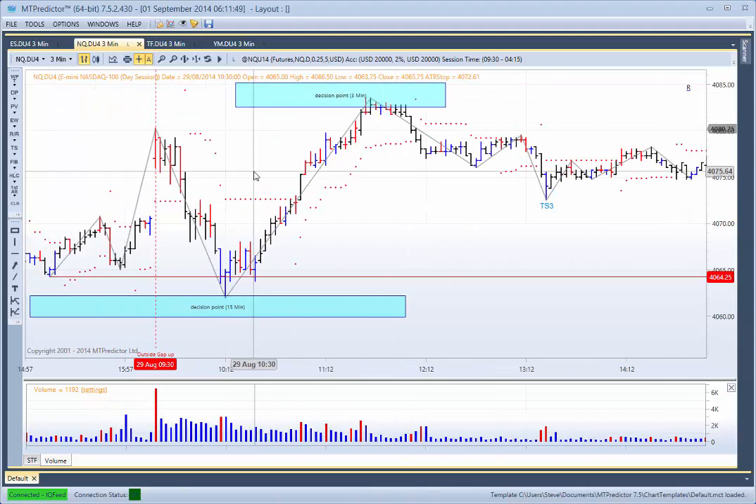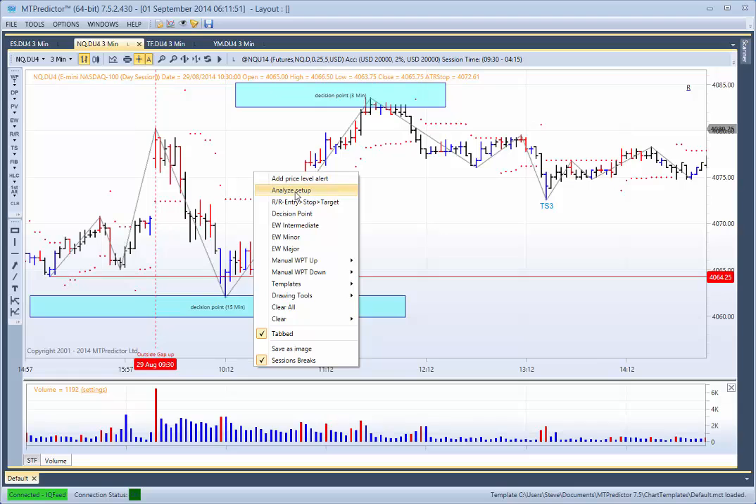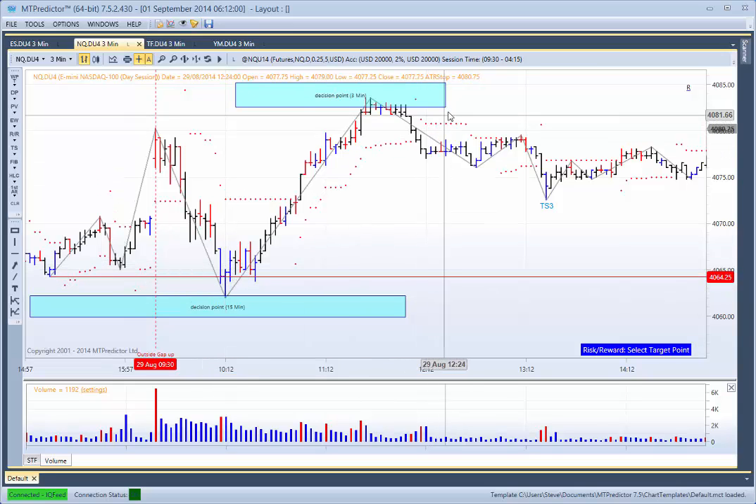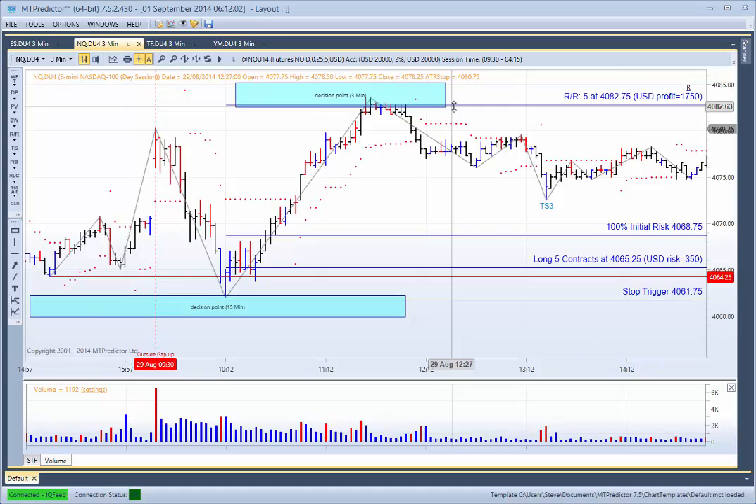So what would the trade setup have been in and around this? Well, let's right mouse click, let's place our risk reward on, three clicks. First click on the bar of entry, which is this one. Bar of the stop would have been this one, and then our target would have been up here at this DP here.